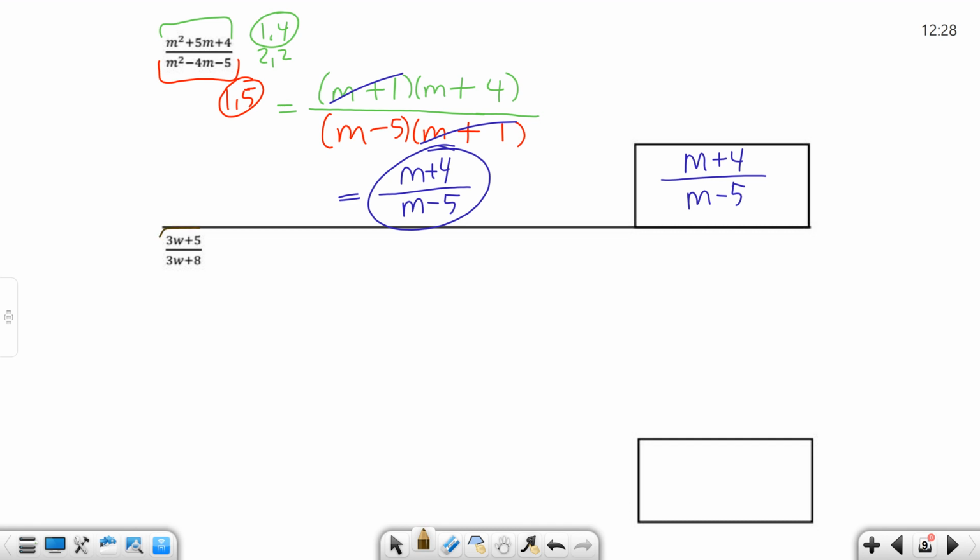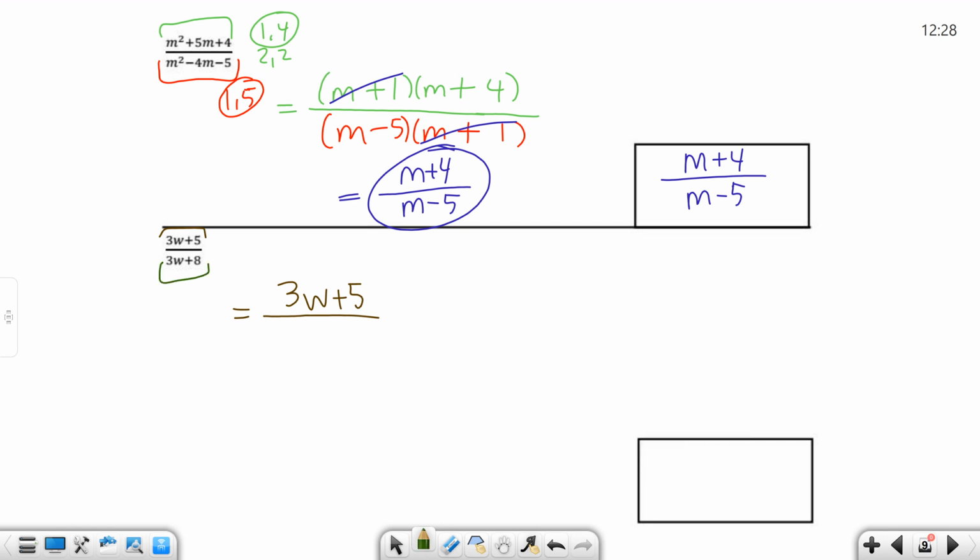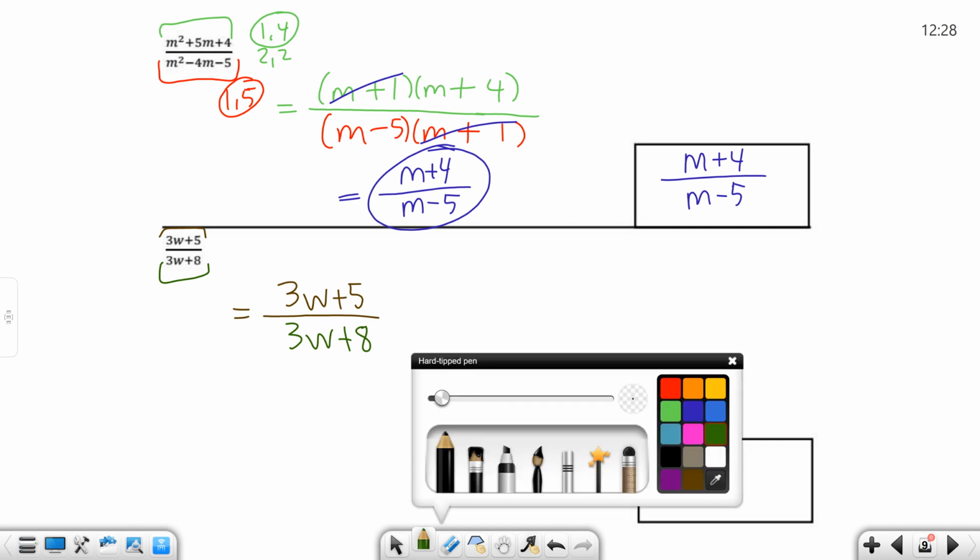All right, so can I factor 3w plus 5? Nope, so just bring it down, 3w plus 5. Can I factor 3w plus 8? Nope. No GCF. Not see, it's two terms. So is there a GCF? No. Is it difference of squares? No. It's got to have a power. It's got to be an even power. Is it SOPs? Sum or difference of cubes? Nope. So neither one of those factor.